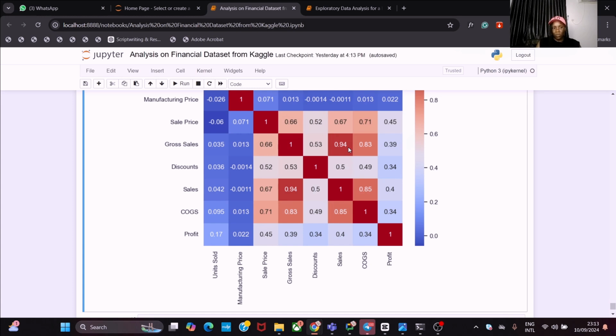Now, let's explain this way. What is gross sales? Gross sales is the total amount of revenue gotten from sales, before subtracting any expenses. Now this is sales. It simply means that the more sales the company makes, the more gross sales they will have, which is correct.